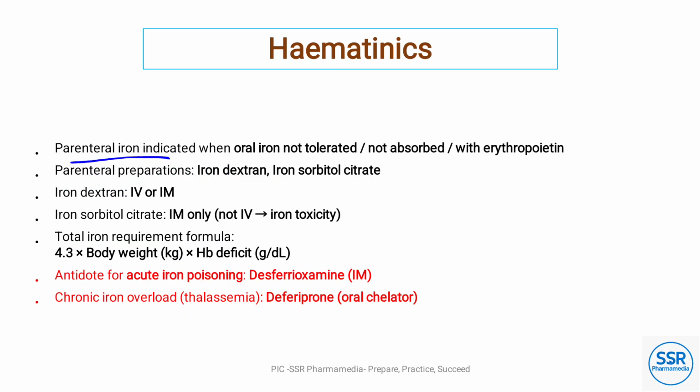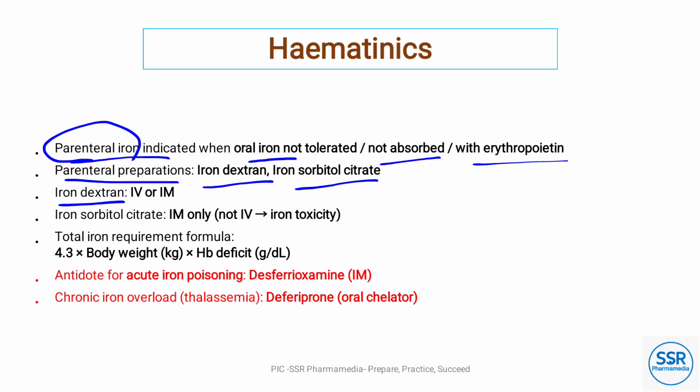And parenteral iron is indicated when oral iron is not tolerated or not absorbed. In that case we go for the parenteral iron supplement. Parenteral iron preparations: iron dextran, iron sorbitol citrate. It is mainly given IV or IM, intravenous or intramuscular. Iron sorbitol citrate is given IM only, not IV, because it leads to iron toxicity when given through the IV route.